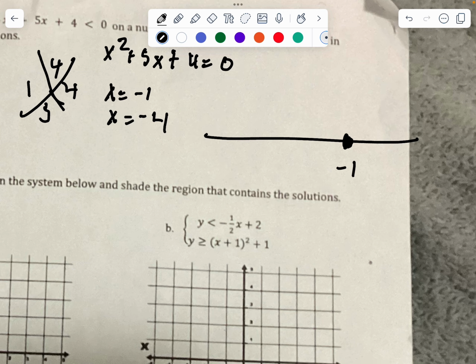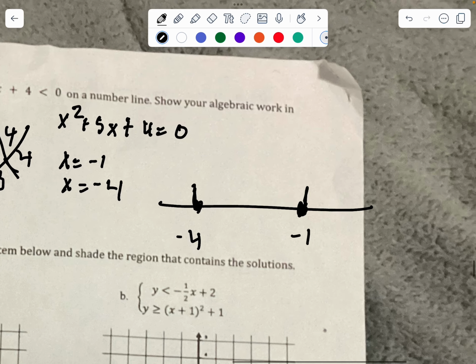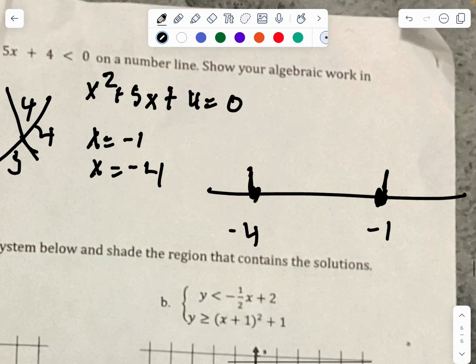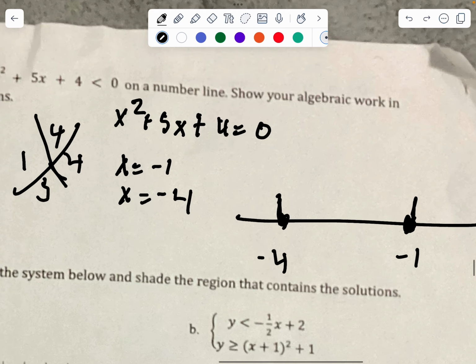Negative 1, 4. Now we're going to draw our little arrows. First we have to determine which way our arrows point. So we're going to test negative 2, not in the middle. Say it's right here. It doesn't really matter where it is, but it's in between those numbers.